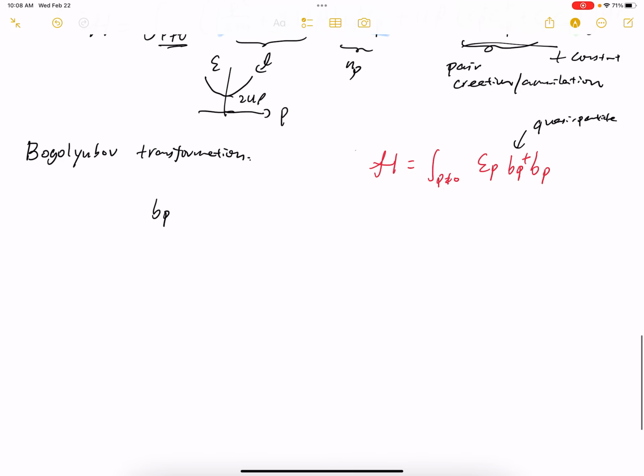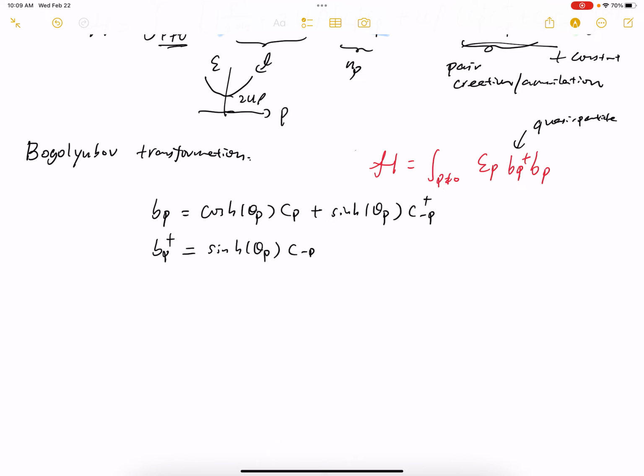So we can first look at the definition of B. B_p is defined to be cosh of theta times C_p, plus sinh of theta times C_minus-p dagger. I know people don't like cosh; this is probably going to be something more complicated than you think. And then there's also the Hermitian conjugate, which is the creation operator for B: B_p dagger equals sinh of theta_p times C_minus-p, plus cosh of theta_p times C_p dagger. These two are just Hermitian conjugates of each other. If you take the Hermitian conjugate of the top one, you get the bottom one, and C_minus-p dagger becomes C_minus-p. Again, this is for p not equal to 0, because for p equals 0 it's kind of trivial.